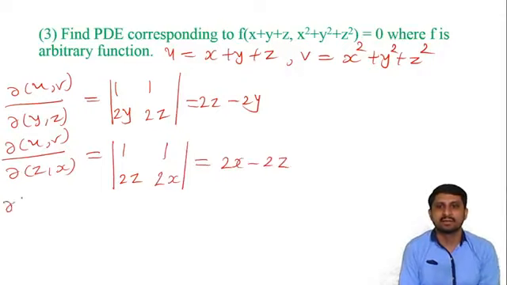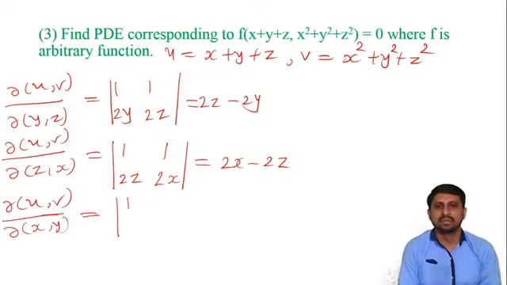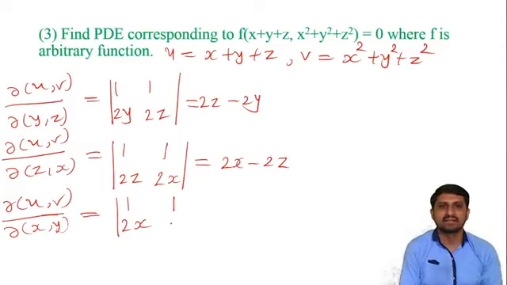Similarly, you can find del u v by del xy. So that is equal to the first column, 1, 2x, and the second column, that is nothing but del u by del y and del v by del y. What is del u by del y? That is 1. And what is del v by del y? That is 2y. So this is equal to 2y minus 2x, right?